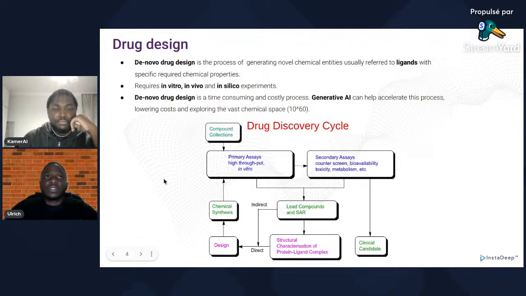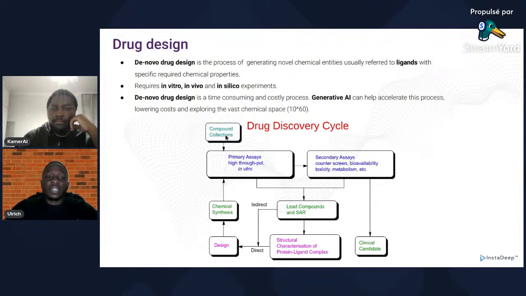So you generally have what you call in vitro, which are experiments done outside of a living body. You have in vivo experiments within a living body, like human beings. And in silico are usually computer experiments. So the process is very lengthy. It's time consuming, as I said already, and it's also very expensive.